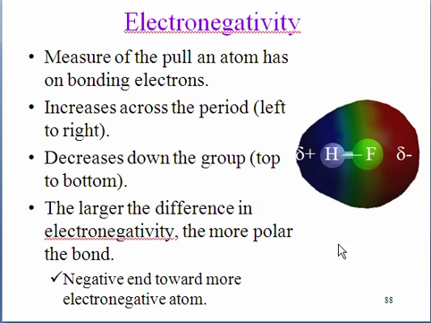The trend for electronegativity is opposite that of metallic character, and it's actually opposite size. The smaller the size, the higher the electronegativity. The higher the metallic character, the lower the electronegativity.